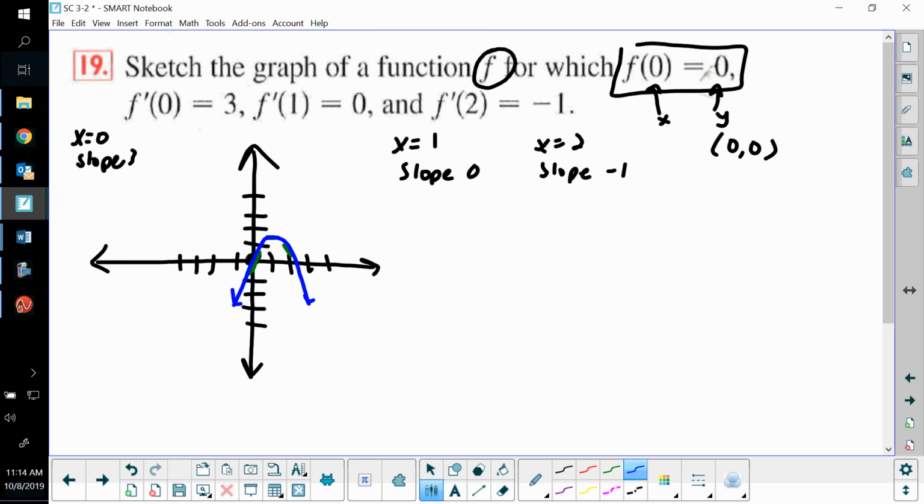So the main idea of this question is for you to get down the understanding that a y value in the derivative gives us the slope in the original. That is a key concept that will come up the whole year. A y value in the derivative gives you the slope in the original.